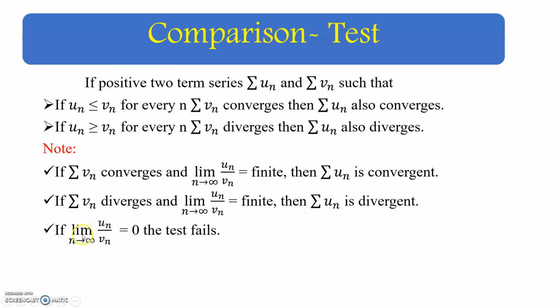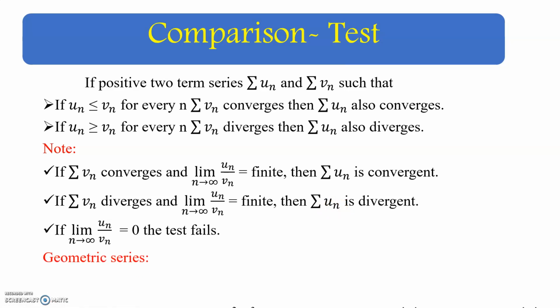Next note, if limit n tends to infinity, un by vn is equal to 0, the test fails. That is for both the convergent and divergent cases. Here, if vn converges, then the limit of un by vn is finite. If summation vn diverges and the limit of un by vn is finite, then summation un is divergent.